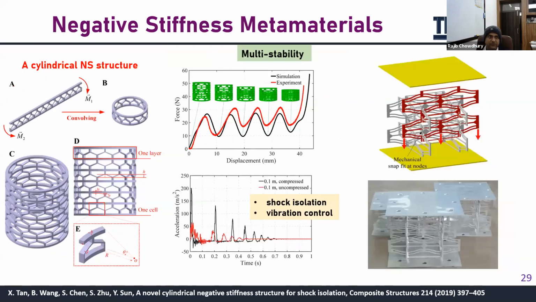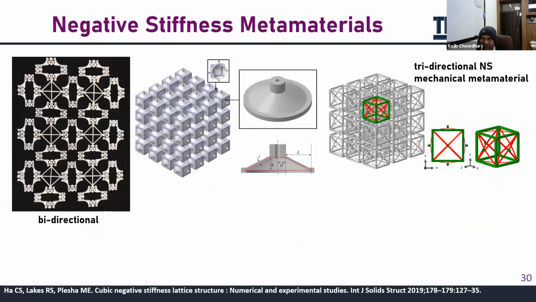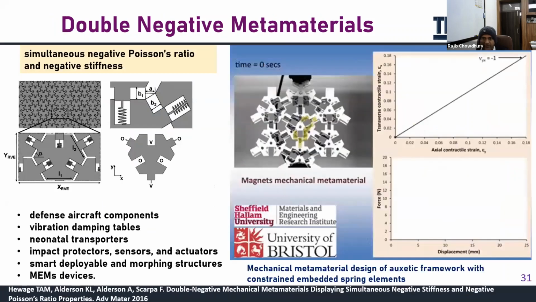Again, here is another, different kind of architectural or geometrical configuration, which could eventually be used for negative stiffness. It is based on a cylindrical negative stiffness structure, which is composed of specially curved beams and can potentially be applied, again, to shock isolation, vibration control, and also deployable structures. So I'm just skipping this particular figure.